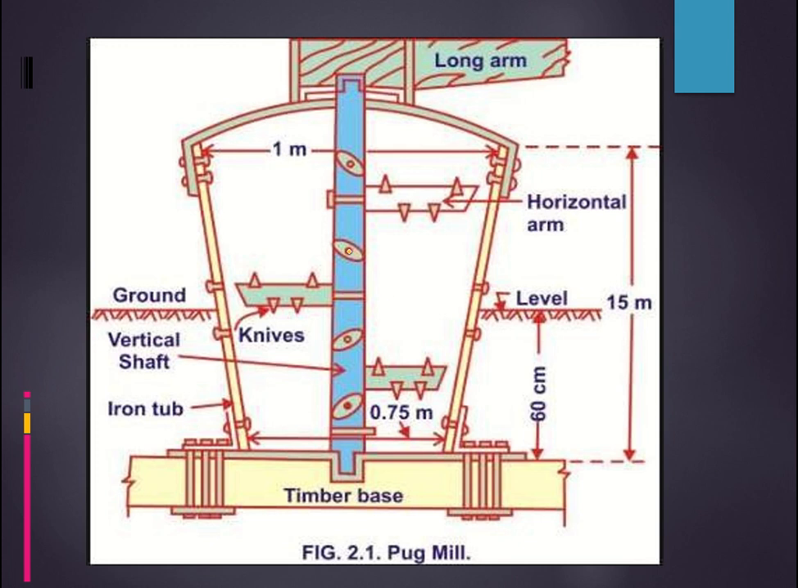So for that vertical shaft, you can see a number of horizontal arms. Here you can see 1, 2, and 3. You have horizontal arms, and on those horizontal arms, you can see knives fitted, right? And you also have a long arm on the top, which is also called the central shaft.